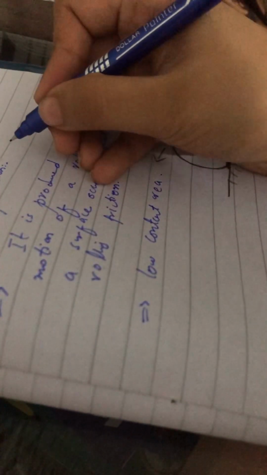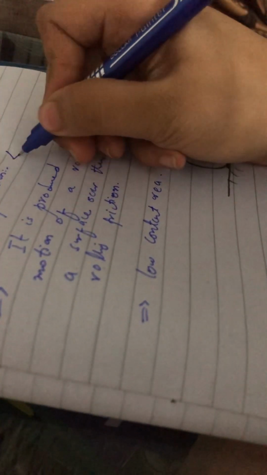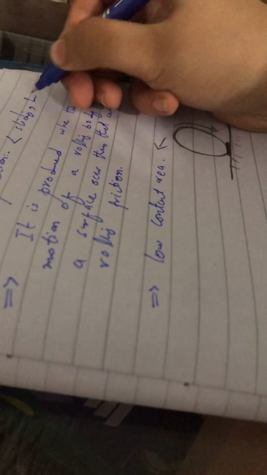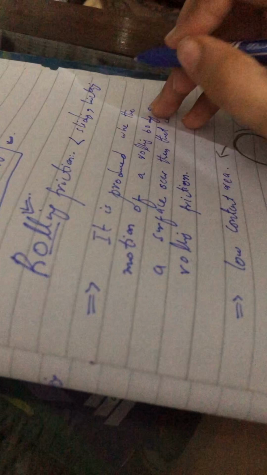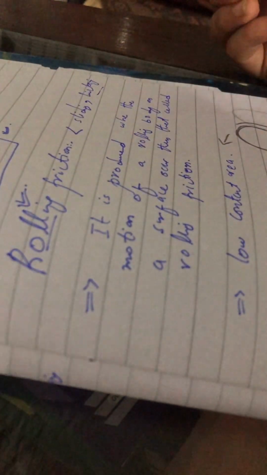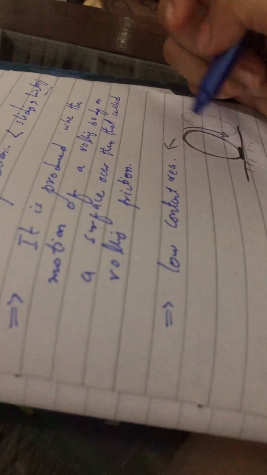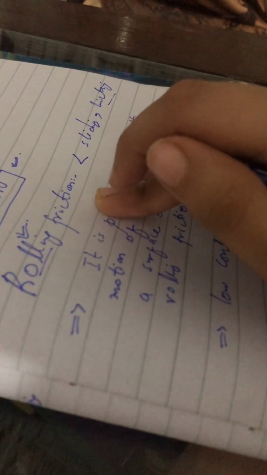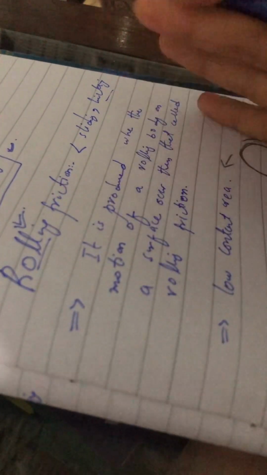Basically the rolling friction is very much smaller than the sliding friction and the limiting friction. It has a low value, we can say. If the weight of the body is the same, then the rolling friction is less than the sliding friction and limiting friction, because it has a low contact area, so that's why it is counted as a smaller value than the other frictions.